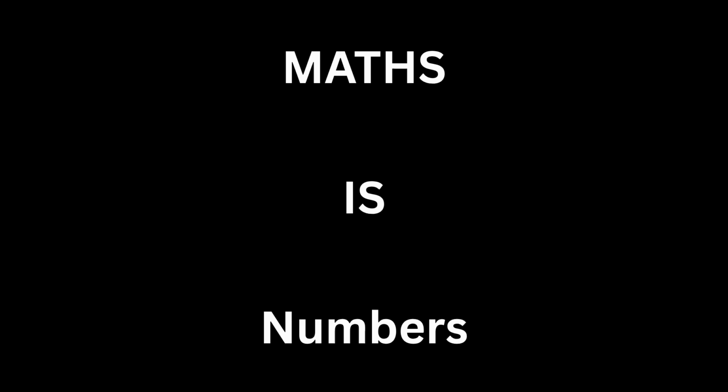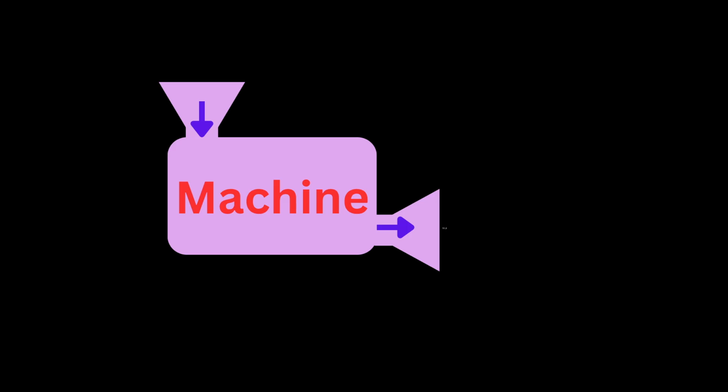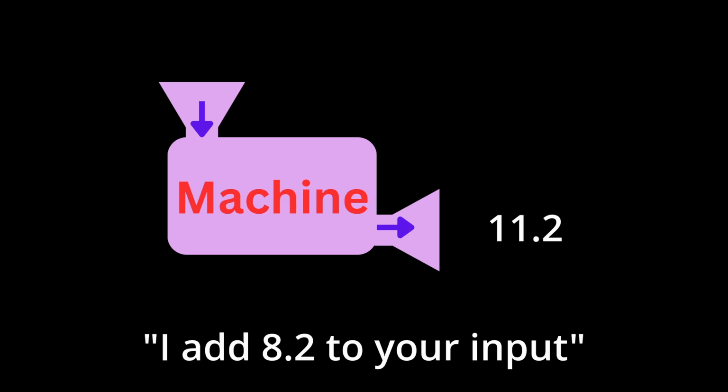Maths is numbers, and each of those numbers has a value. I might have a machine that I can put a number into, and it gives me a number back that is different, but is different by the same amount, or there's some rule that I can use to predict what comes out of that machine when I put a number in.